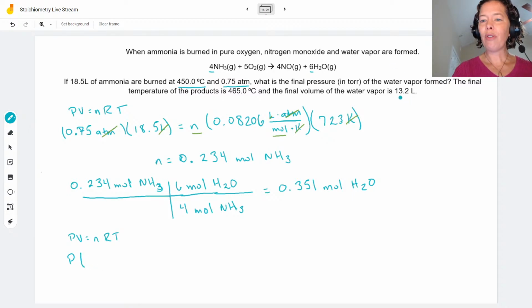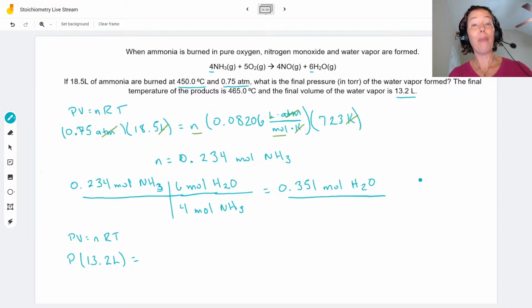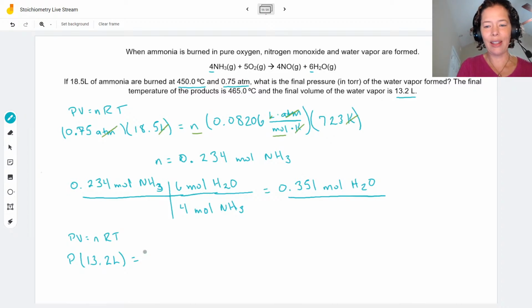Okay, my final volume is 13.2, and that is in liters. I know my number of moles. I just calculated that. That is a kind of wonky 3, but that is 0.351 moles of water.